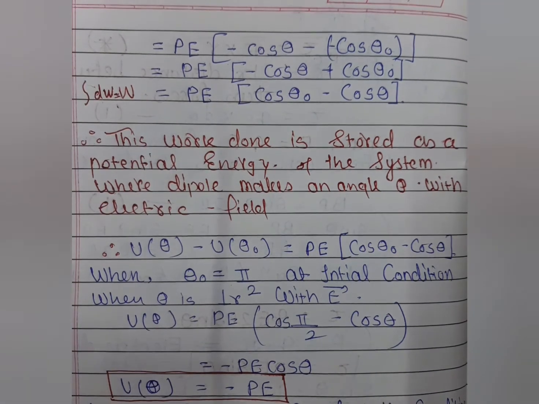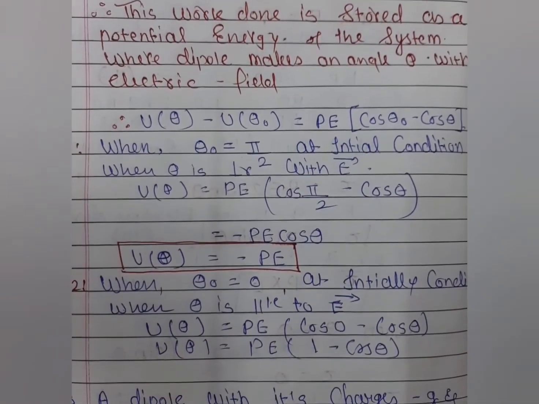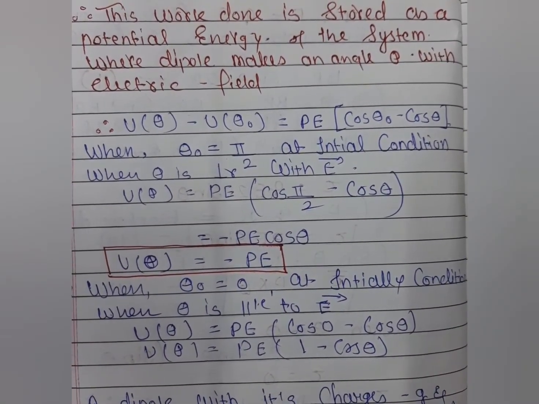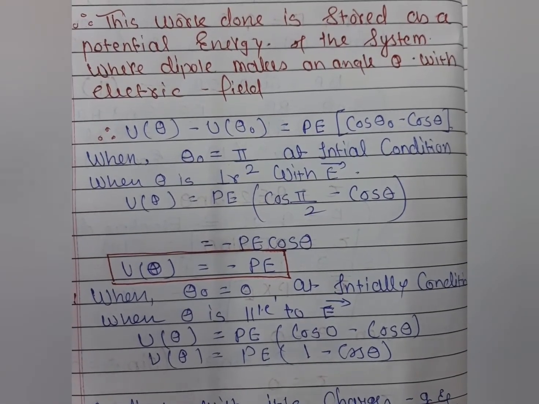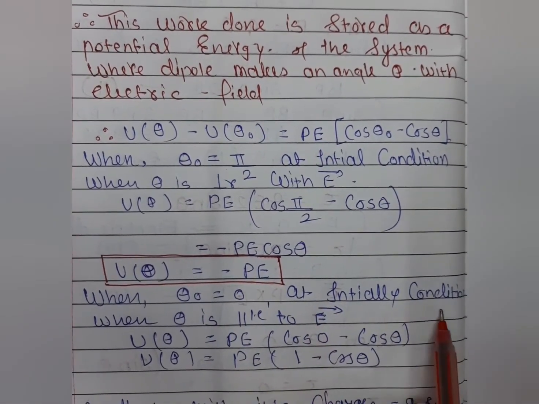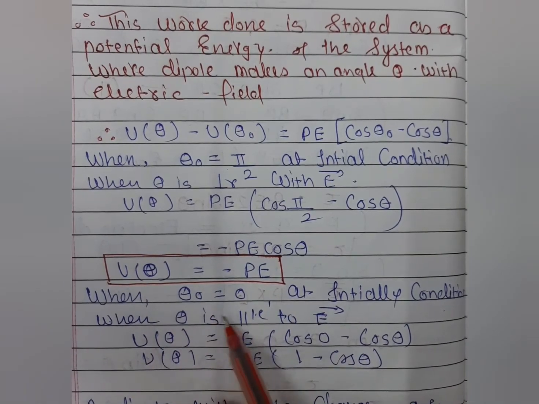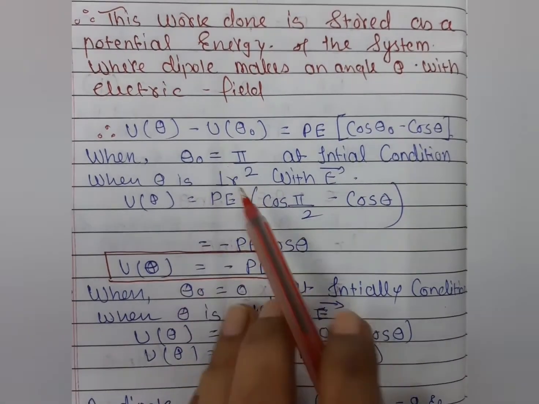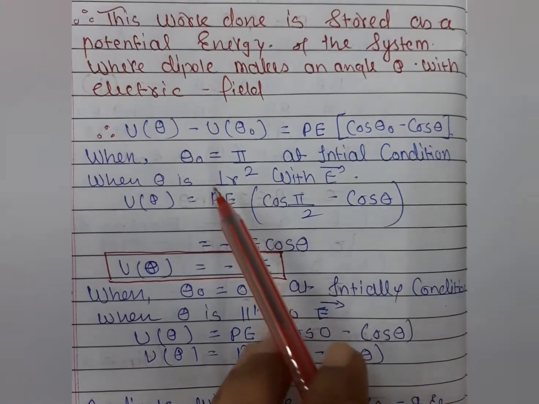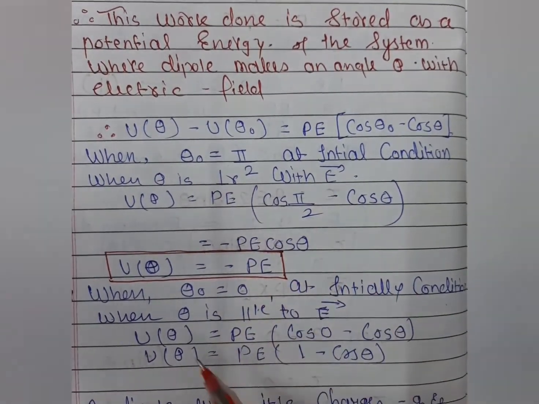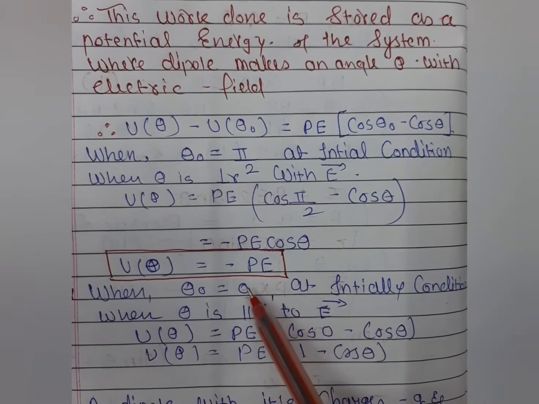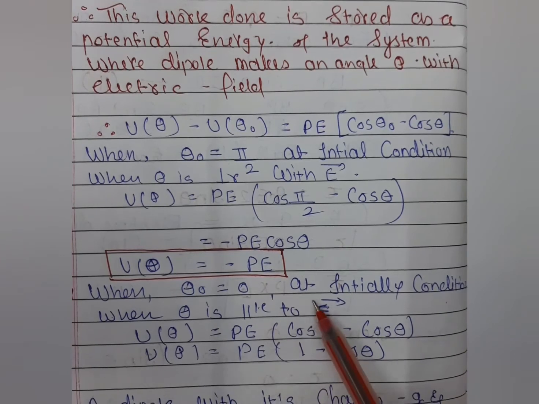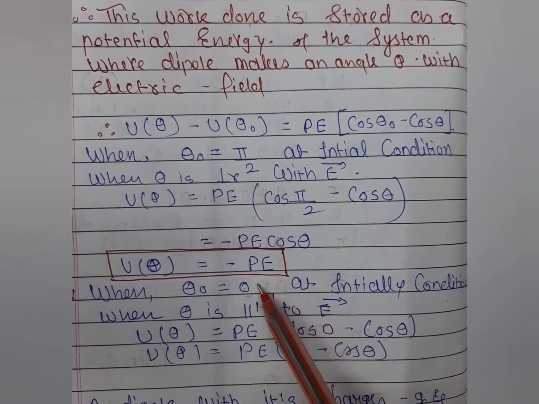Our next condition is when theta naught is 0. It means, students, that at the initial condition the dipole is parallel to E. Earlier theta naught was perpendicular to E, but here theta naught is 0, so the dipole and E have the same angle, parallel.